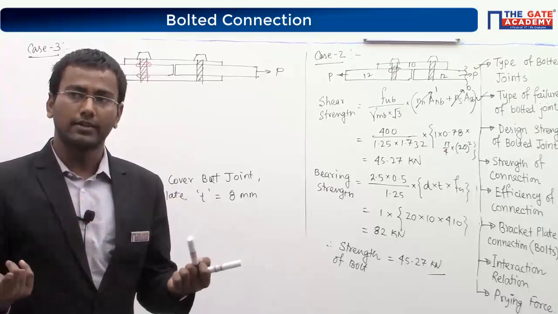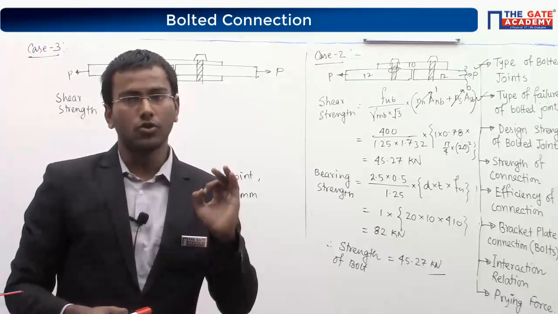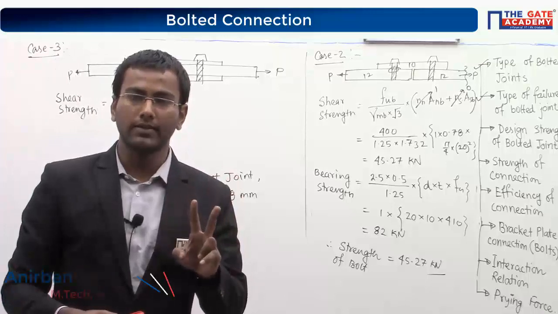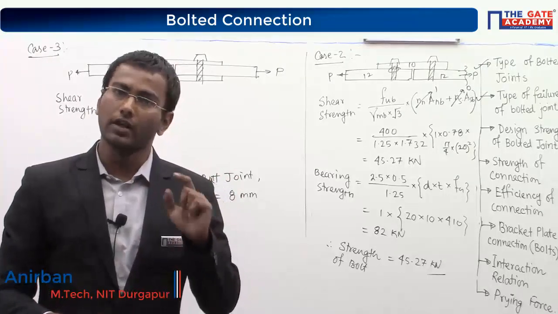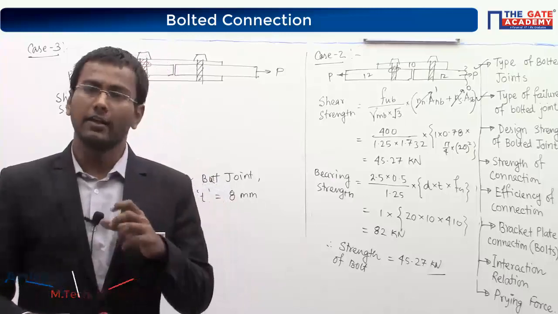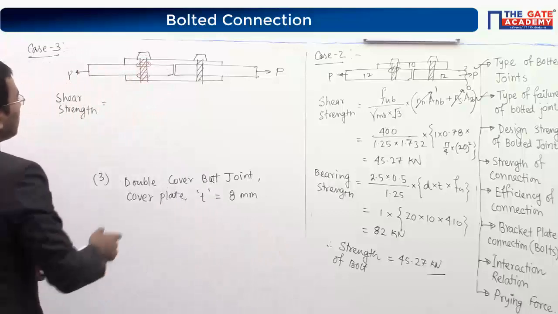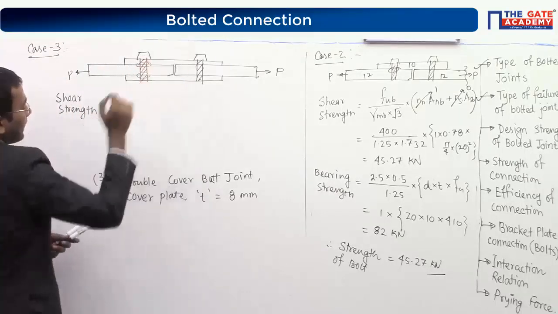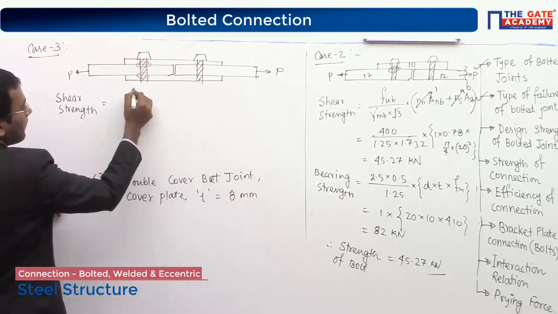Of course, in the thread. 2 shear planes, and again nothing is mentioned. So we should take both as shear planes at the thread. We should always take, if it is not mentioned, shear planes at the thread. If it is mentioned, then no problem, take it accordingly. So I can take both the shear planes at the thread. So what is the answer for this case? It will be f_ub.